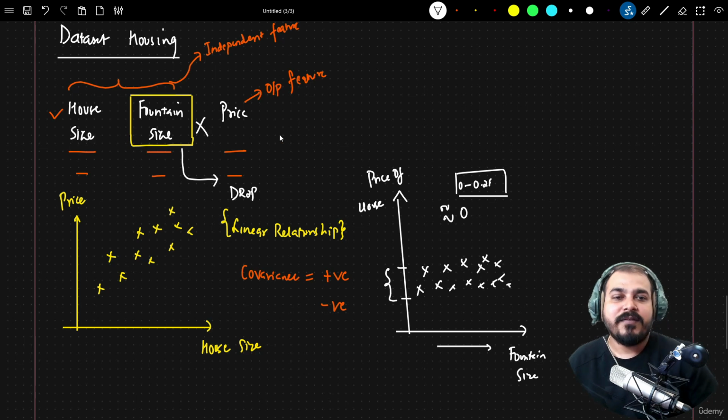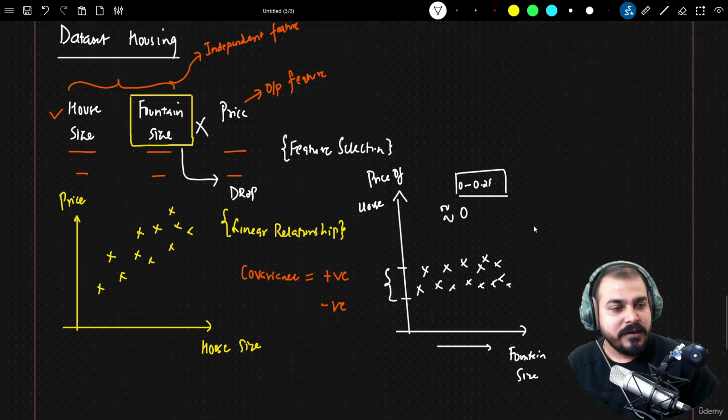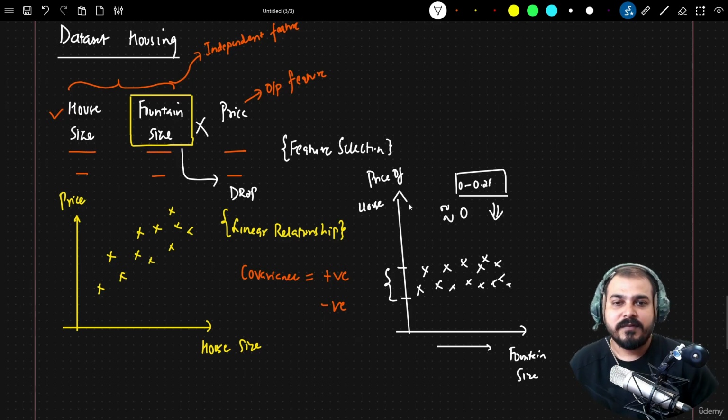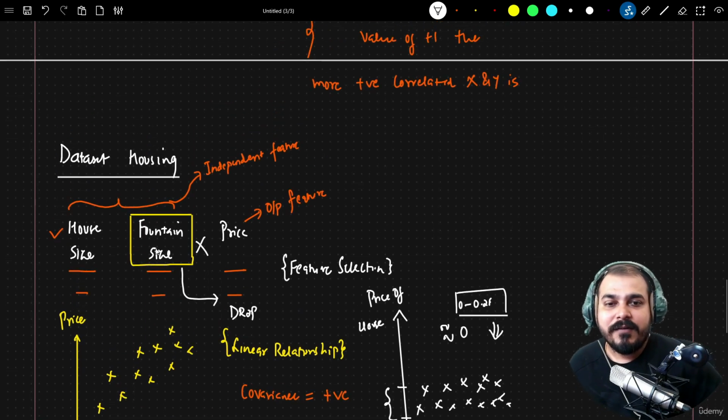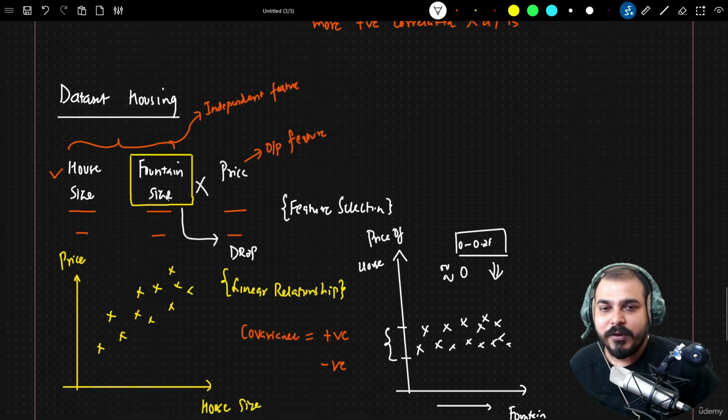Now these steps that we have performed, we are basically calling the feature selection process. And here you can apply covariance and correlation and find out what is the relationship between fountain size and price of the house. So this is how you can come to a conclusion whether fountain size is important or not, and based on that you can drop it, right? And this is what we usually do in the feature selection process. We use correlation and covariance to do it.